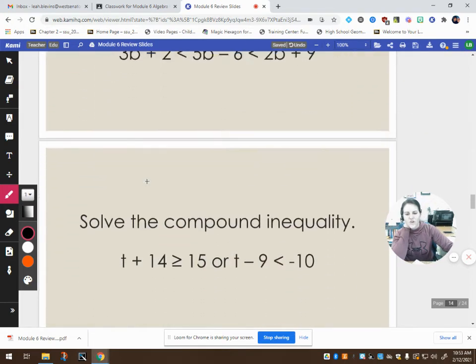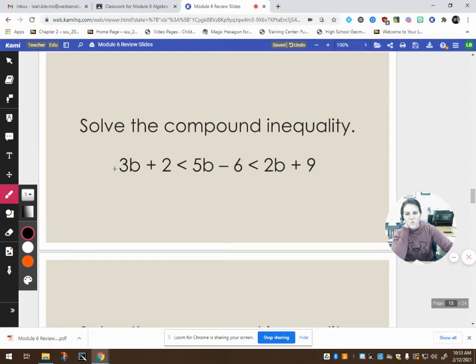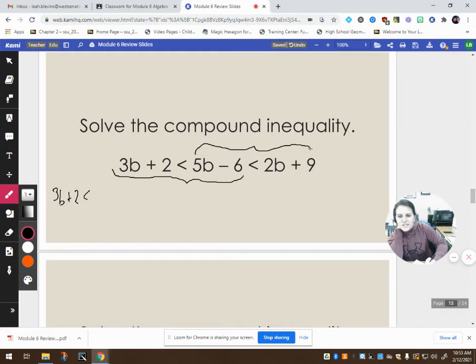Okay, so this one says solve the compound inequality, and it's written as one big old problem. So the first thing I like to do is kind of divide it up. I look at this one first, and then I look at this one. So I'm going to say, okay, I've got 3b plus 2 is less than 5b minus 6. Let's solve this one. Subtract the 5b, I get negative 2b. Subtract 2, I get negative 8. Divide both sides by negative 2. Remember the golden rule. If I divide by a negative in an inequality, I've got to flip that symbol. So b is greater than 4.